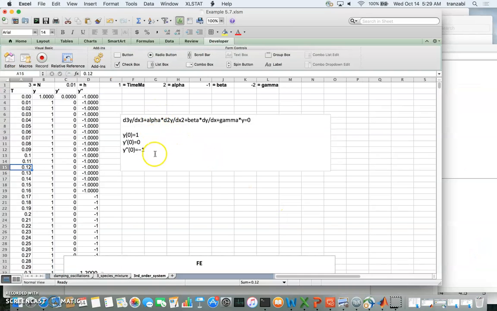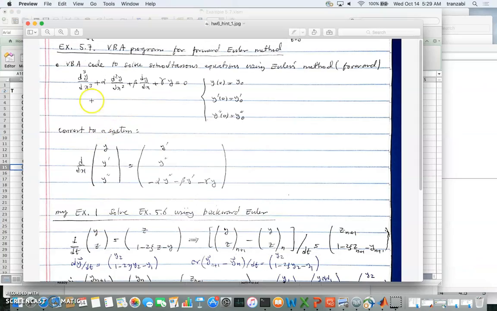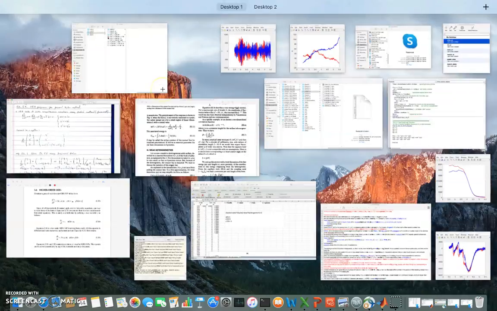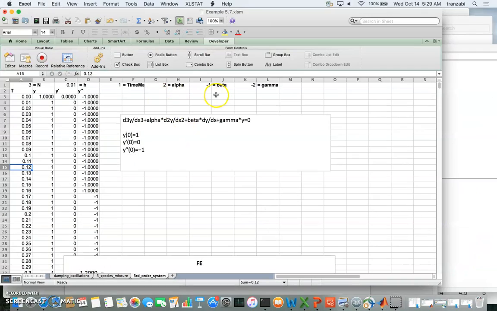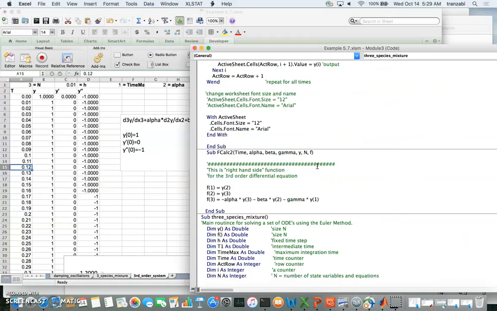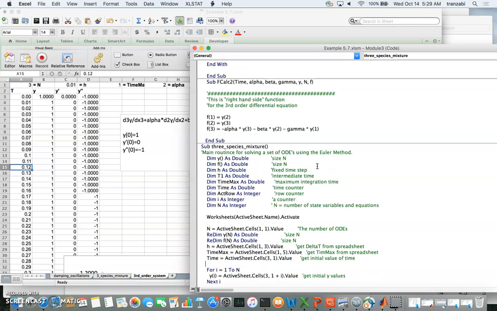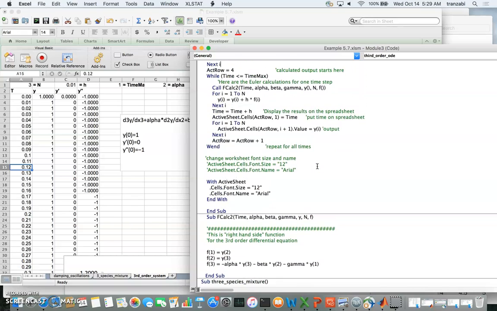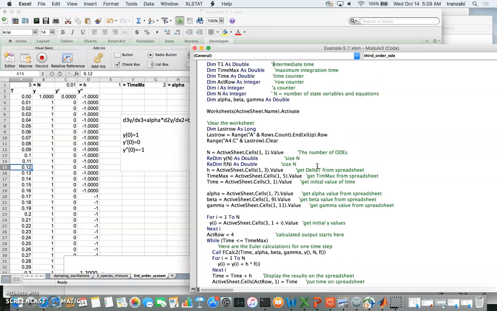Yeah, I have the equations here. These are the initial conditions, right? And I have alpha, beta, gamma. And these are the constants of the problem, if you remember. Alpha, beta, gamma, right? So these are just the constants for the problem. The only thing is how we implement the three equations in here. So let me go back to the third order differential equation.